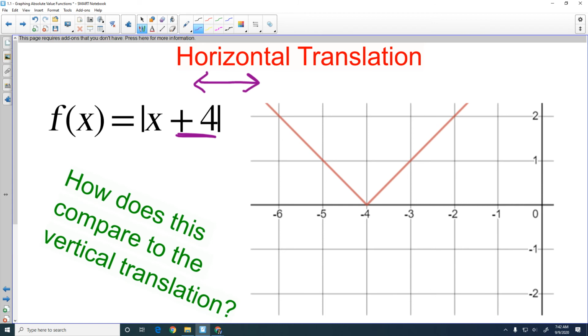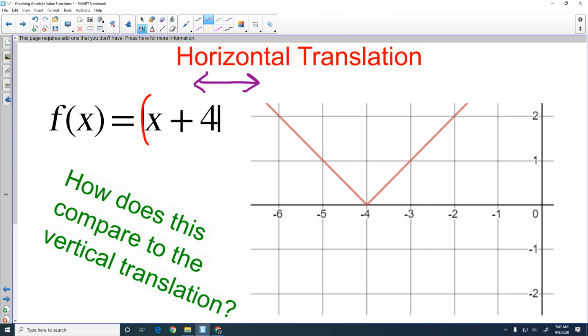But what's a little weird about that? That says plus 4, but did it move to positive 4 on the x-axis? No, that's a little weird, isn't it? It's a little backwards. And so just for the horizontal shift, that number that's being added or subtracted, it's always going to be the opposite of what's being added or subtracted. So if it says plus 4, it's actually going to move it to the left 4 if it's inside that absolute value.